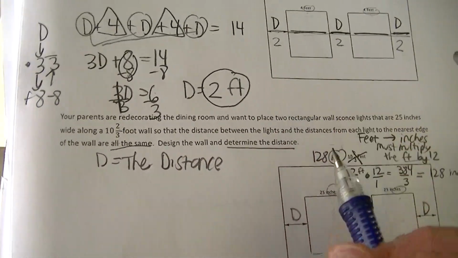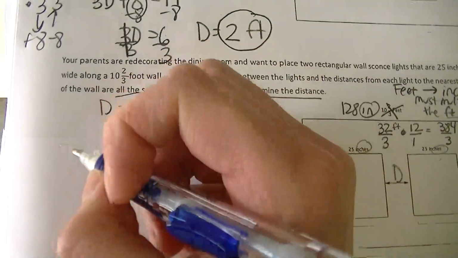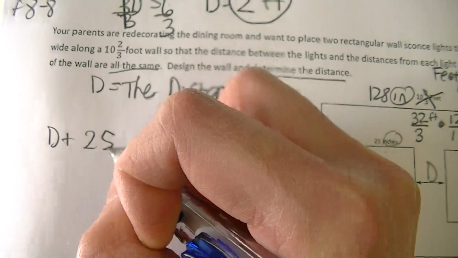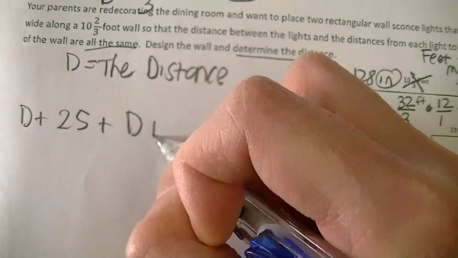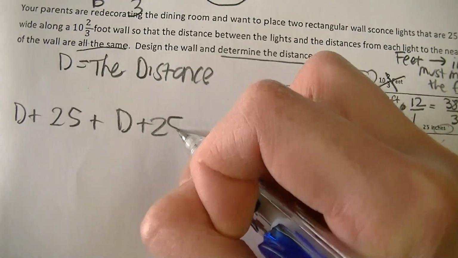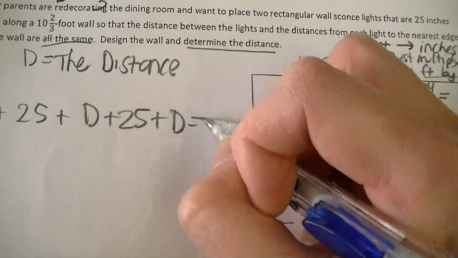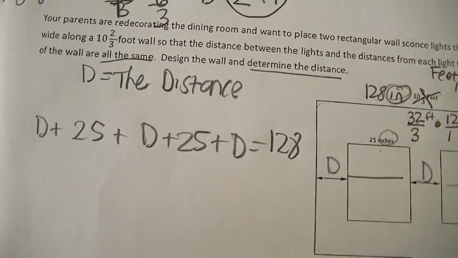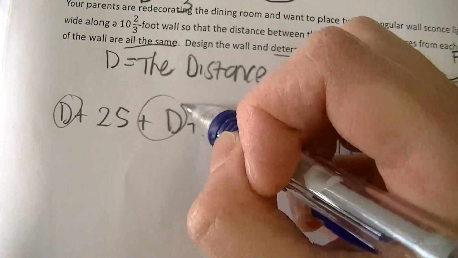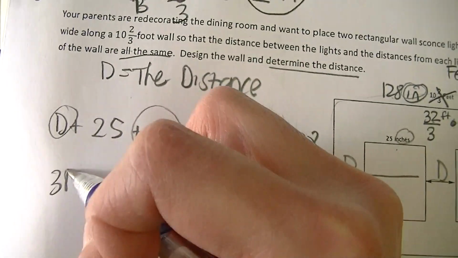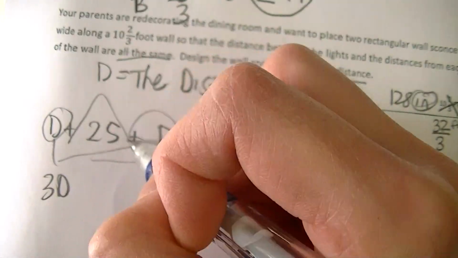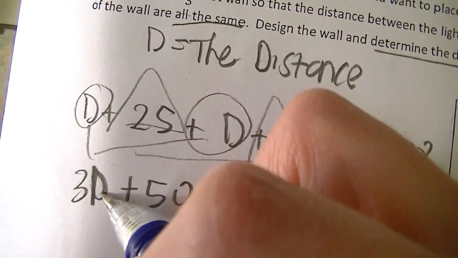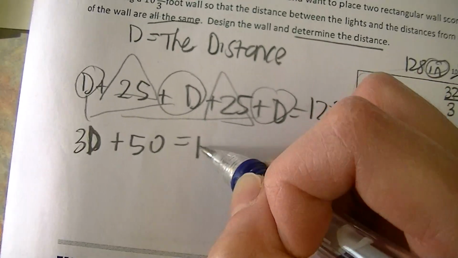So similar to the above problem, we're going to go ahead and set up an equation. So d plus this length right here is 25 inches plus d plus 25 inches plus d in inches is equal to, let's put it in inches, 128 inches, okay? From here, you just simplify it. So d plus d plus d is 3d. And then you got a plus 25 and a plus 25, which is a positive 50. That says 3d. And that's going to equal 128.